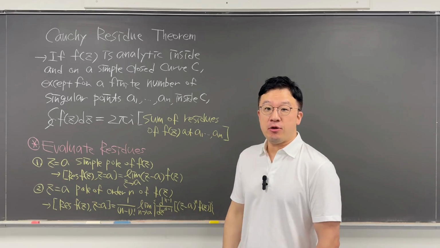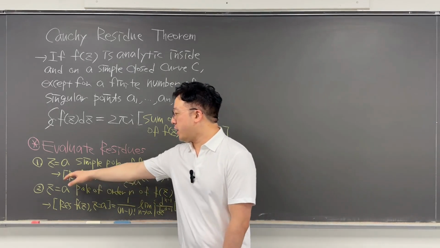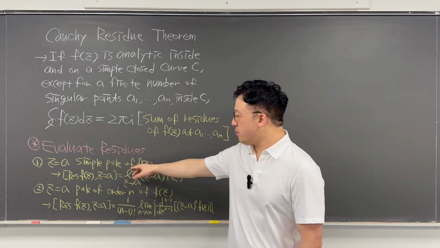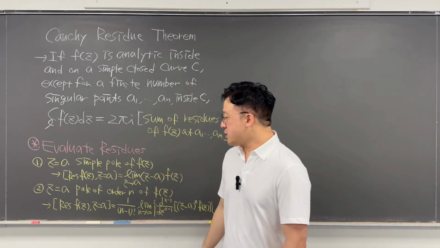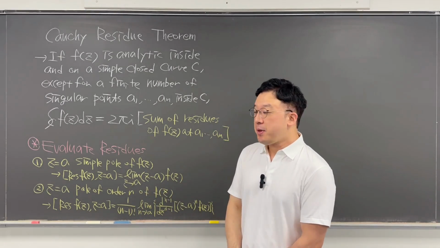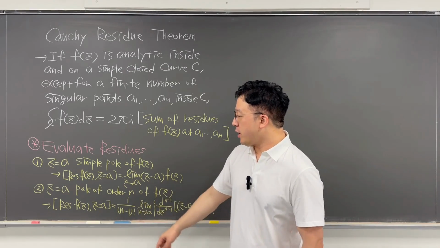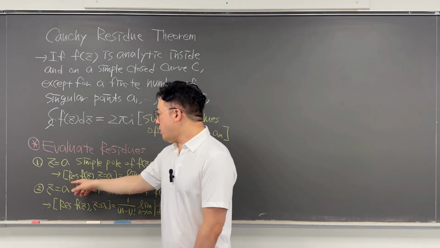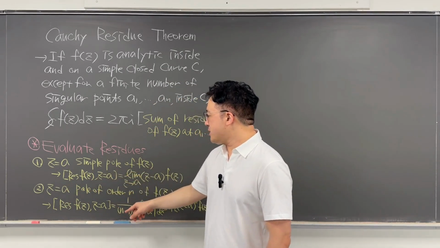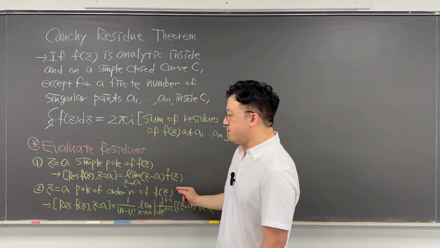Then we need to talk about how to evaluate the residues by working on two cases. Case number one is if you're working on z is equal to a, that is a simple pole of f of z. Or case number two is if that is the pole of order n of f of z. Simply speaking, the simple pole is just the pole of order 1. If you're working on the simple pole, then the residue of f of z when z is equal to a, that is the limit z going to a of z minus a times f of z.